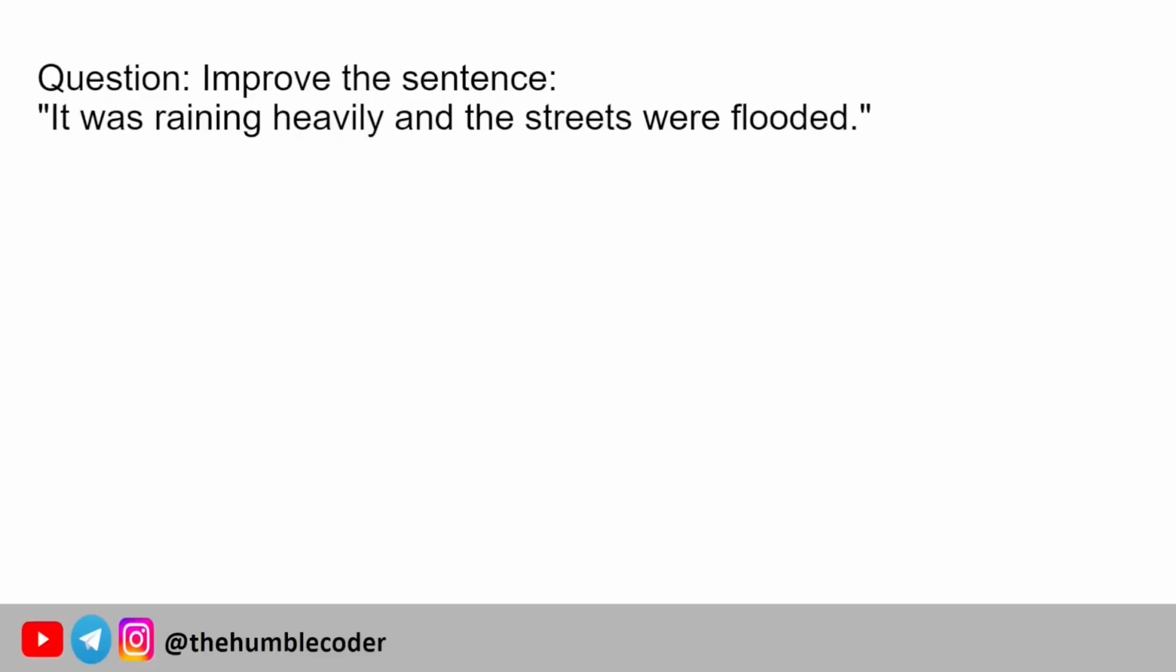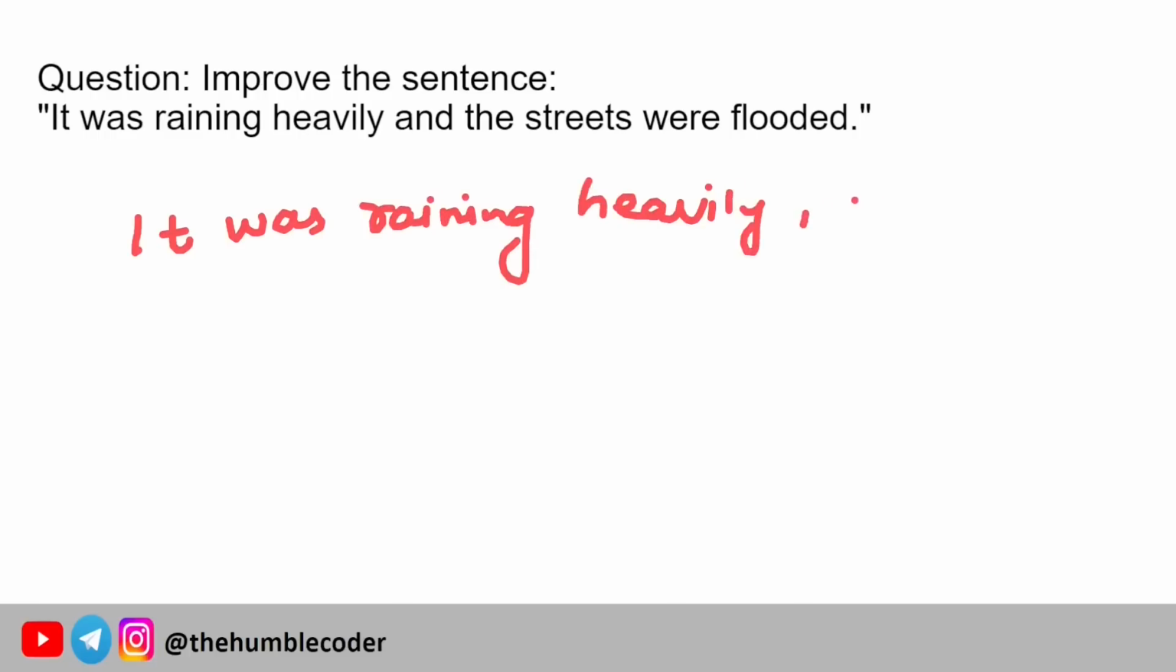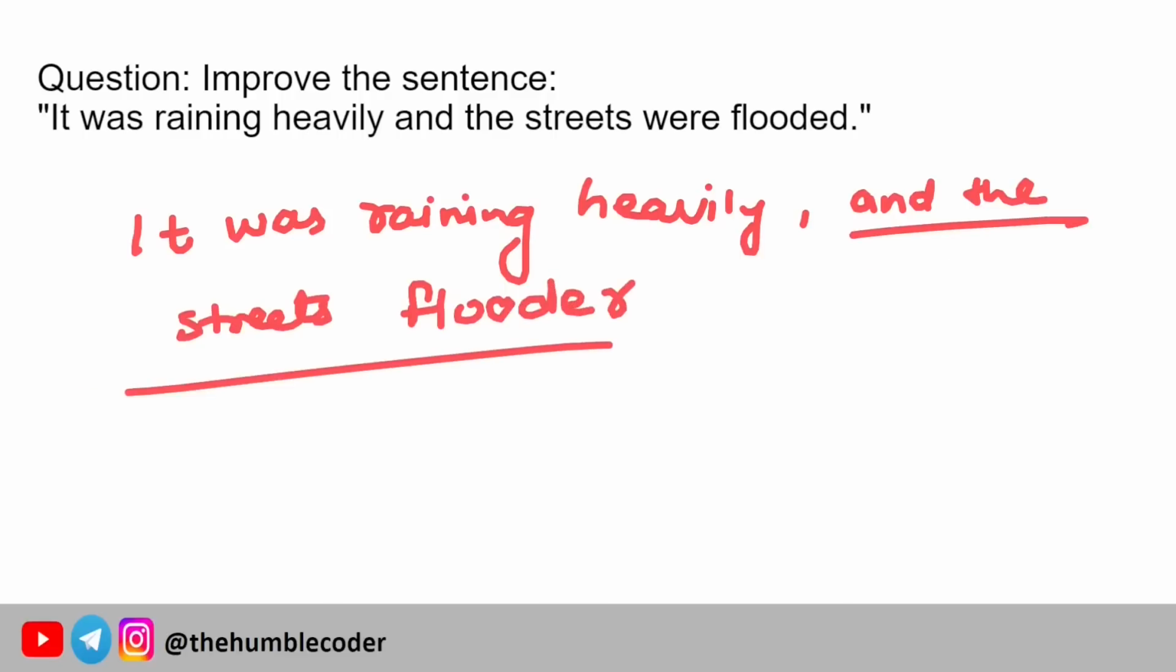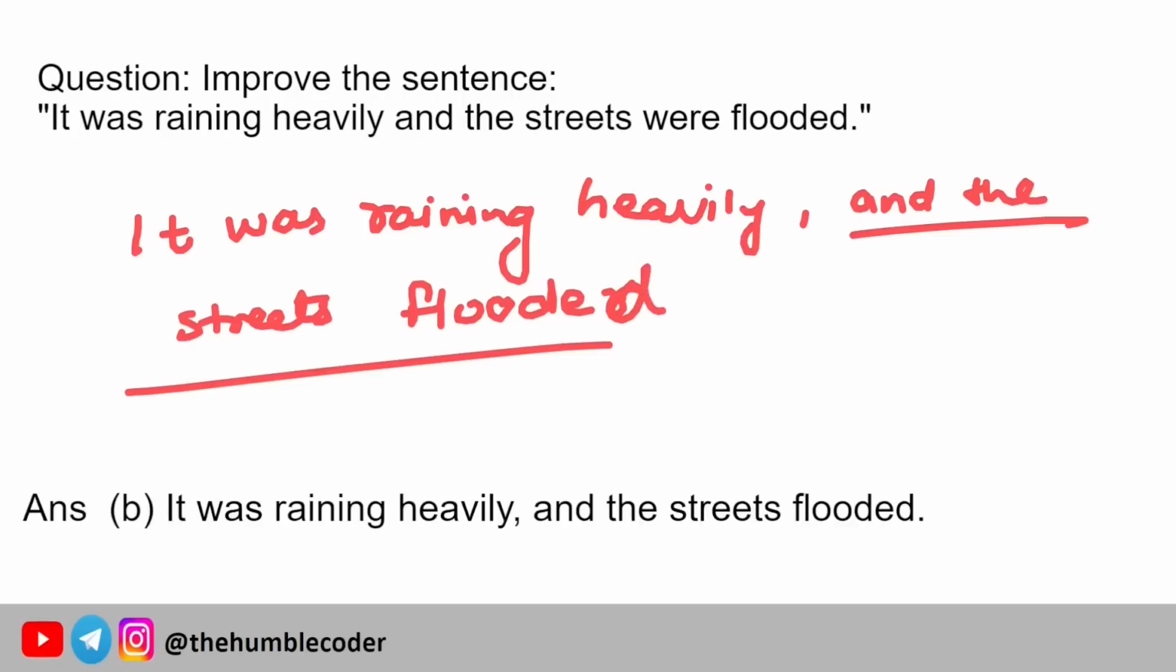Moving on to the next question. We have to improve the sentence, which means there is some grammatical error in this sentence, and we have to rectify it. It was raining heavily and the streets were flooded. So the correct answer for this one will be: it was raining heavily. Till this part everything is good. And the streets flooded. So there is no need of a verb in this case. We can simply say and the streets flooded. So the correct answer is: it was raining heavily and the streets flooded. Moving on to the next question now.